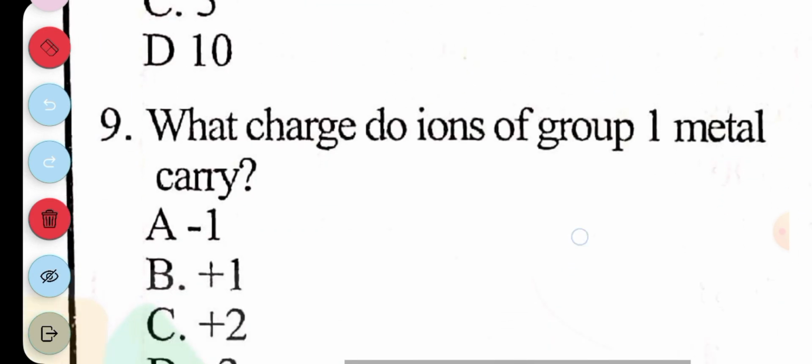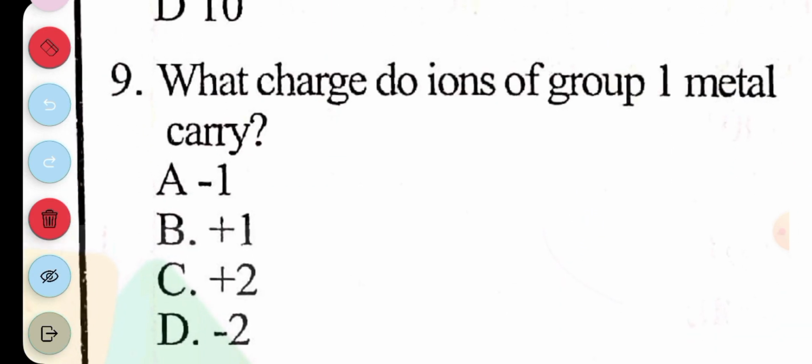So question 9. What charge do ions of group 1 metal carry? A, -1; B, +1; C, +2; D, -2. And the correct answer to this is B. All elements in group 1 have a charge of +1.